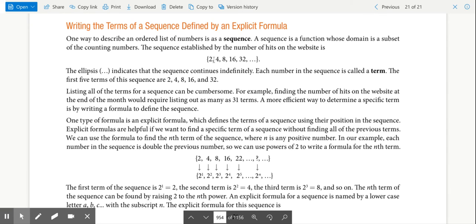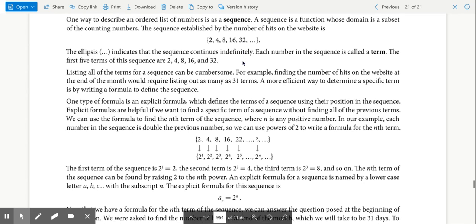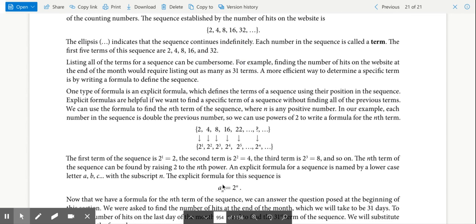This is 2 to the first, 2 to the second, 2 to the third, 2 to the fourth, 2 to the fifth. So our explicit formula would be that each term, if the term number is n, is 2 to the n. So the first term is 2 to the first. The second term is 2 to the second. So these two numbers are going to match. And this is how we can rewrite that to kind of figure that out, right?